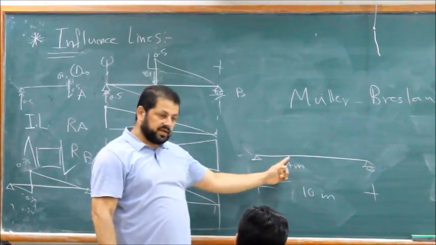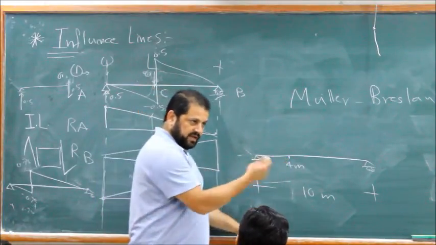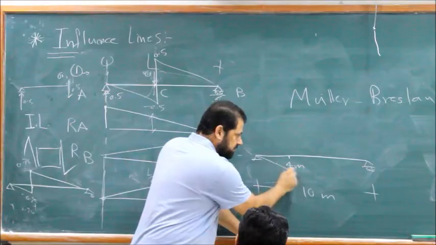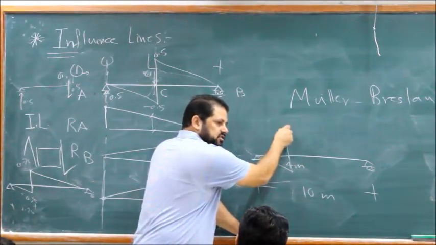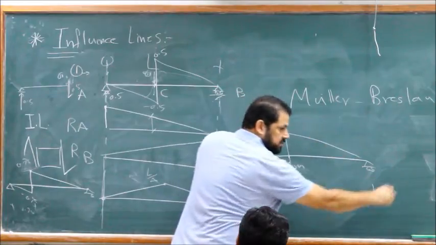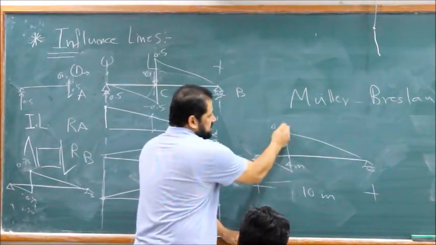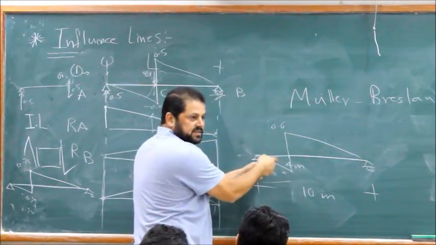Influence line for the shear at this point. What did we say? Fast: 4 over 10 minus 2, that's 6 over 10, which is 0.6. We go there, so 0.6, and 1. Now, how did we do this?